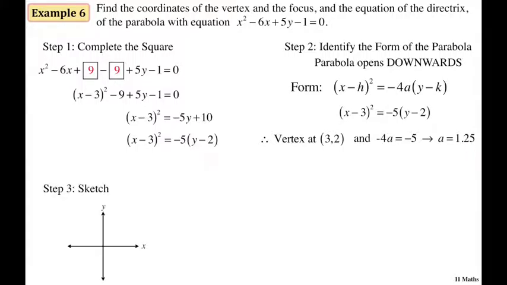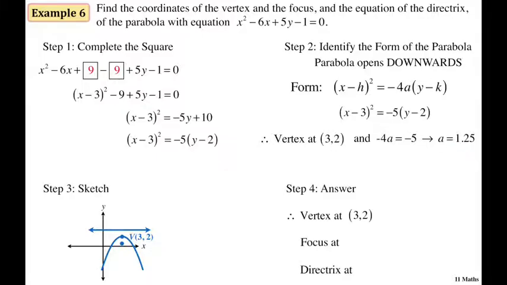Let's draw a sketch. So I know the vertex is across 3 up 2. I know that this parabola opens downwards, which means if I look at my vertex, I need to drop 1.25 units down to get the focus and rise 1.25 units up to get the directrix. Where did I get the 1.25 from? The focal length. So let's have a look.